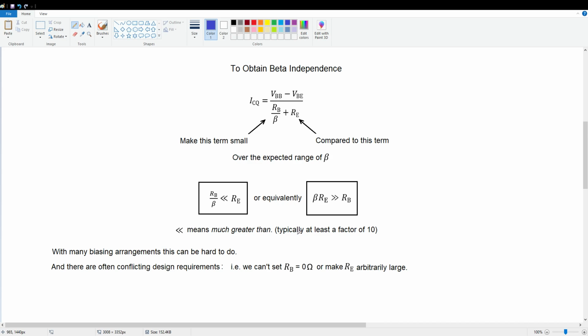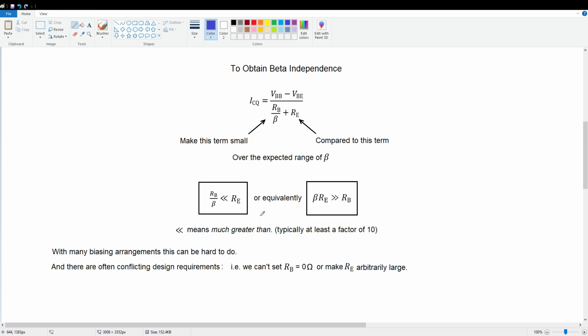All right, this can be hard to do for a lot of design applications. We often have conflicting requirements. For example, we can't just go setting RB to 0 or make R sub E arbitrarily large, because that can screw up other things that we're trying to shoot for. So what we can do is try and come up with biasing arrangements that allow us to more easily meet either one of these inequalities. They're equivalent. And that's going to be the subject of our next video.